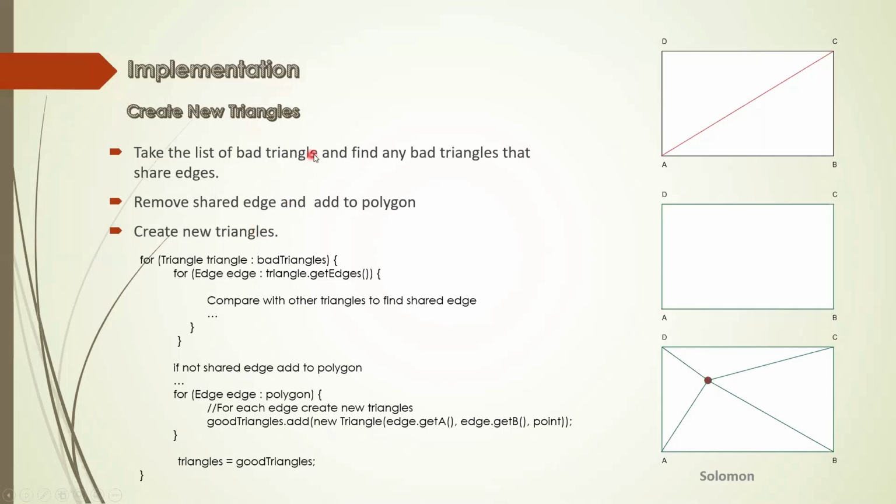Now we look at creating new triangles. To do that, we take a list of bad triangles and find any bad triangle that shares edges with other bad triangles. So for example, we have these two bad triangles and this is a shared edge. We remove the shared edge, and all the other edges are added to a polygon. And then we have the point which we are considering, and we join that point to all the edges of the polygon, creating new triangles. So therefore, we generate 4 new triangles in this example.